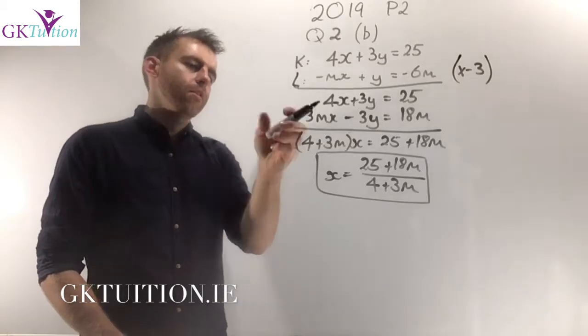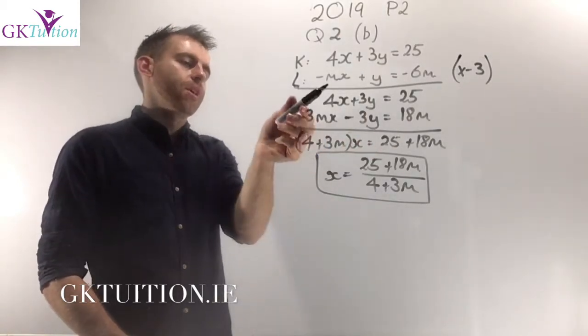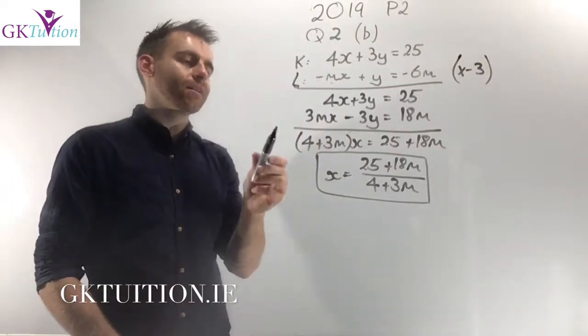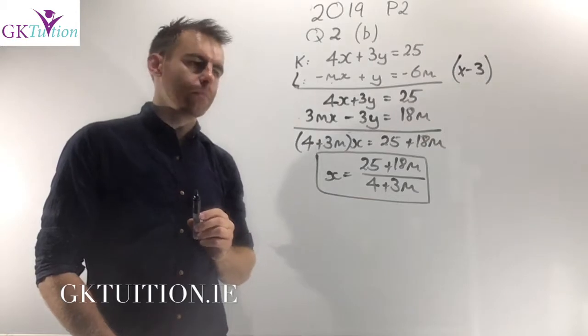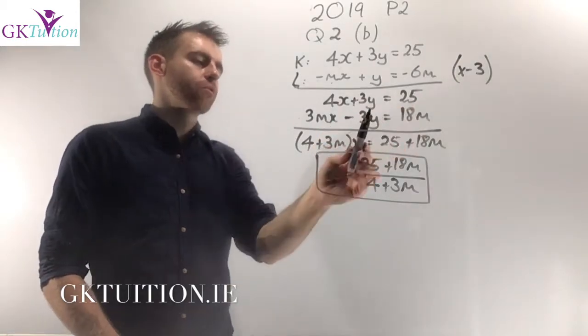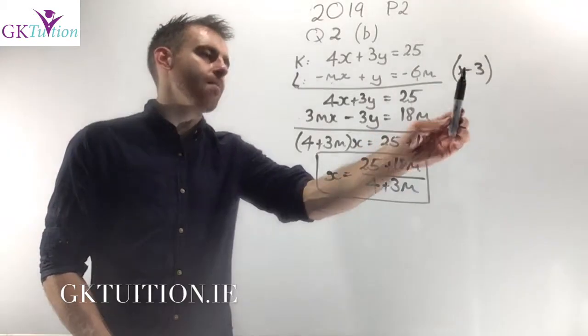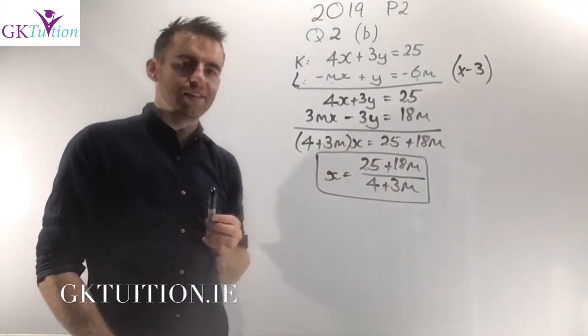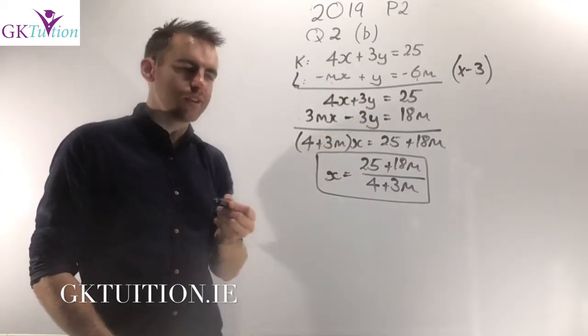If I do this, I just rewrite the line K exactly as it was, but for L I had minus mx. If I multiply that by minus 3, I get plus 3mx. If I multiply plus y by minus 3, I get minus 3y. And if I multiply minus 6m by minus 3, I get plus 18m. Now I'm in a position to add my two lines together.